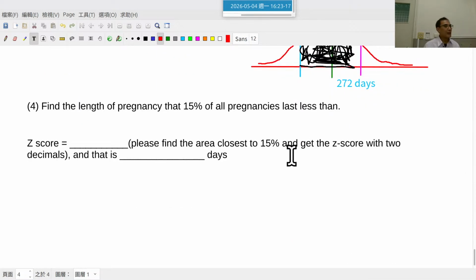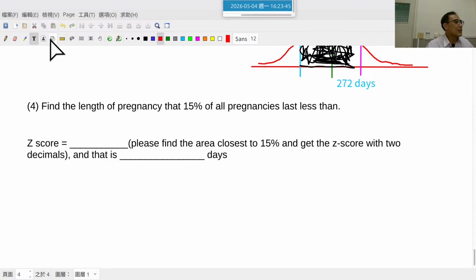All right. Okay. Next question. Finally, we are close to finishing the exam questions. Okay, number 4. Find the length of pregnancy that 50% of all pregnancies are less than. Okay, 50%. Thus, we need to know one thing. What does it mean, 50%?